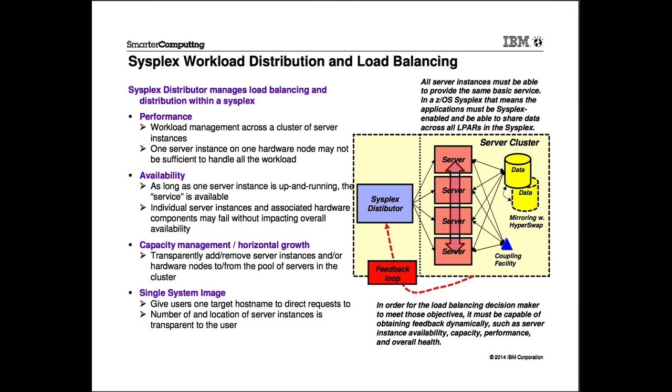But all of this works by giving users a single system image. They get one target host name, which is a Sysplex Distributor host, to direct requests to, and then it directs requests to the correct back ends. So it provides a lot of flexibility, a lot of reliability, and a lot of capacity.